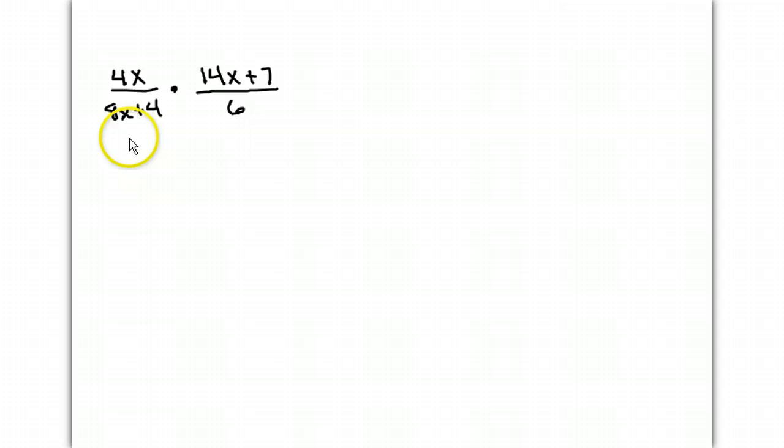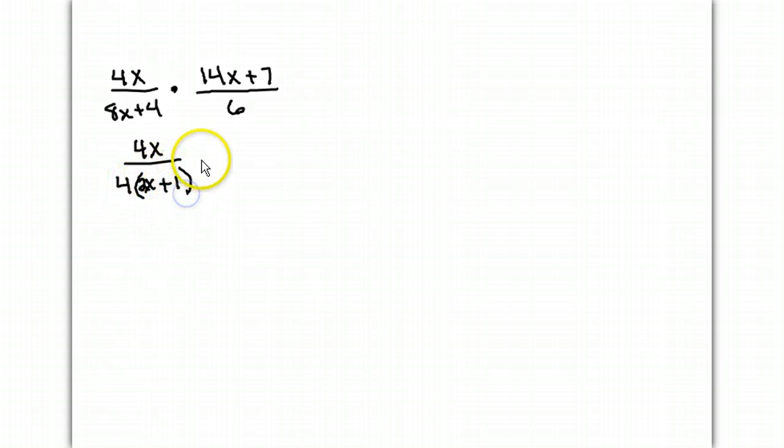Let's say you have 4x divided by 8x plus 4, and you want to multiply that by 14x plus 7 divided by 6. Well, let's see if we can factor it. On the bottom, we have 4x, but we can pull a 4 out of the 8x plus 4, and what we're left with is x plus 2, or 2x plus 1, because 4 times 2x is 8x and 4 times 1 is 4.